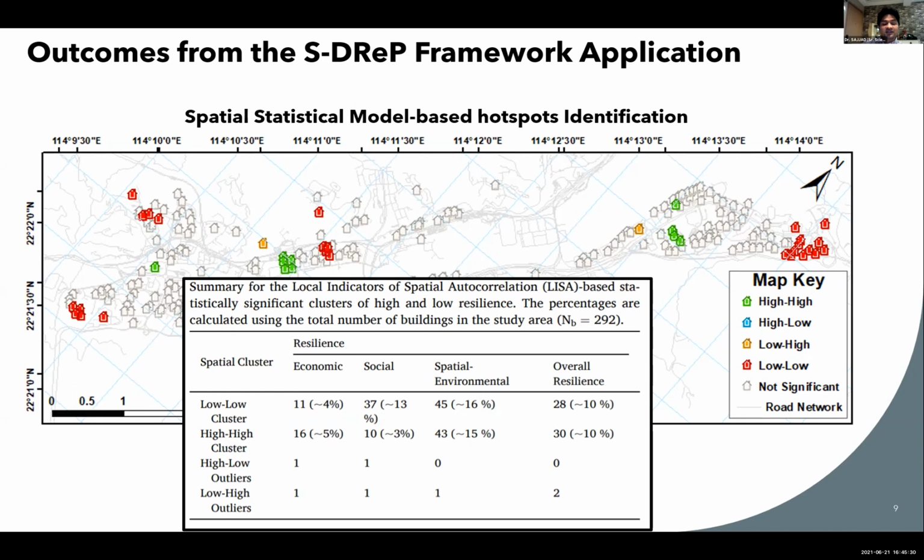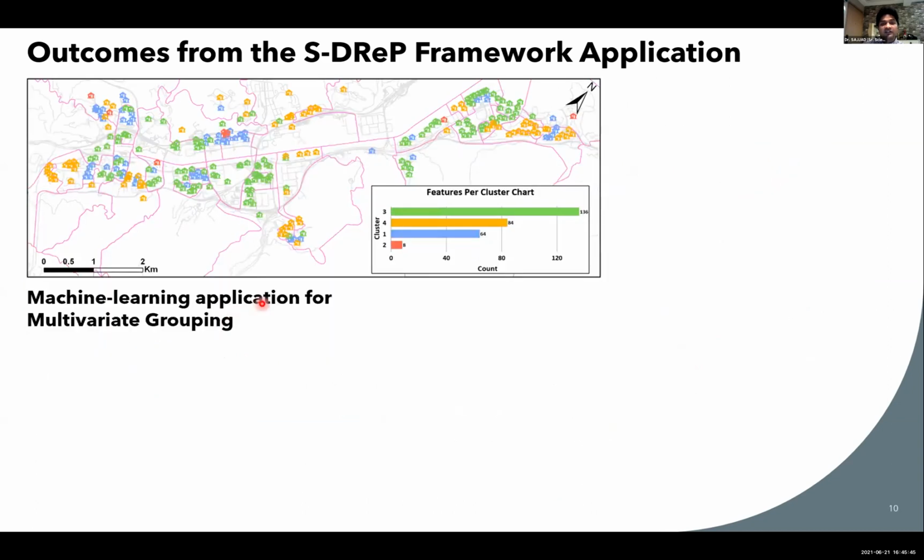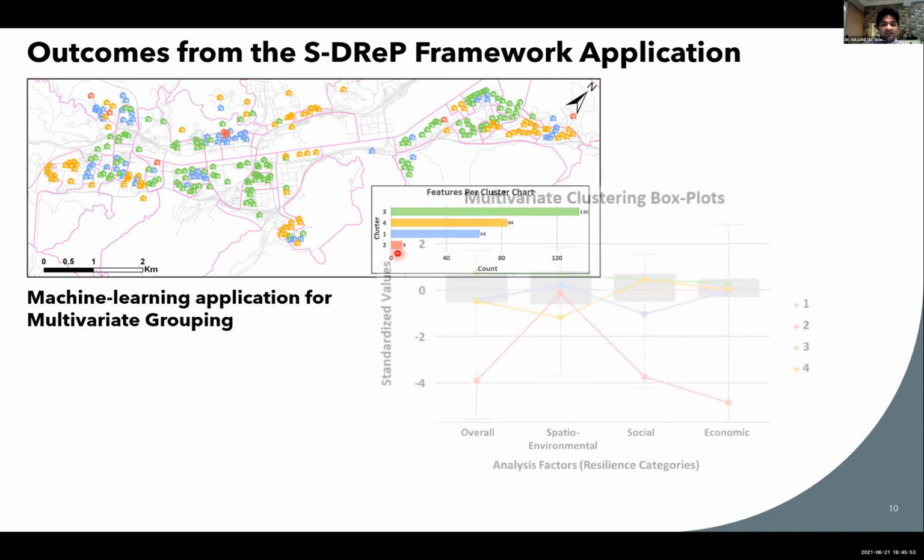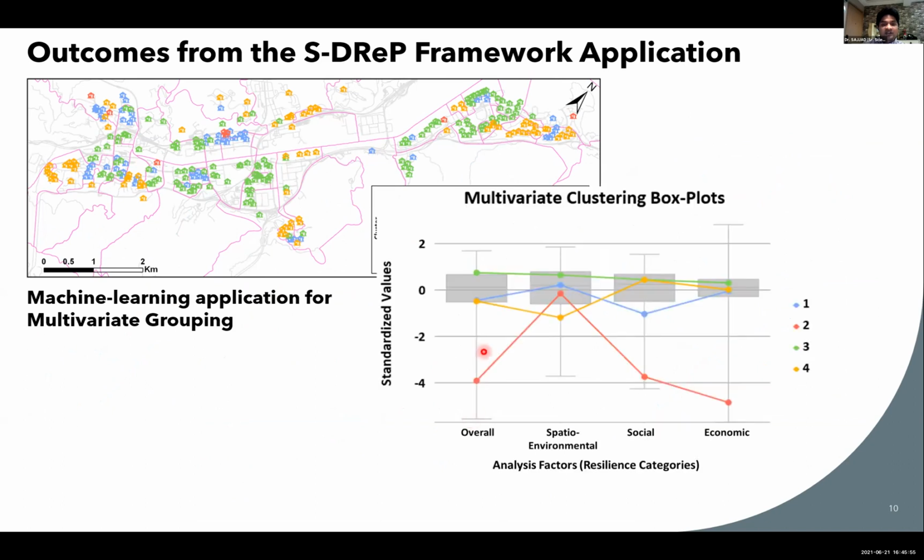And to further identify the factors behind this low or high resilience, we applied a machine learning based multivariate grouping analysis, and it helped us divide the dataset of buildings into 4 different groups. As per the overall resilience, these are the lowest resilience, the low resilience, then intermediate, and the highest resilience.